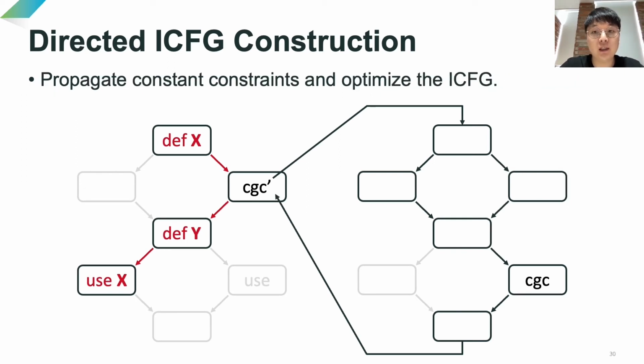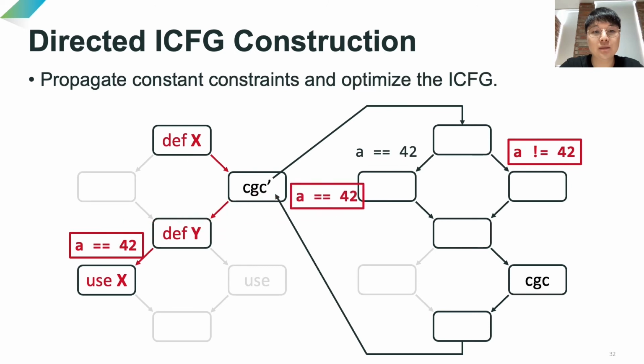After reducing the ICFG, we can discover constant constraints with a symbolic execution. For example, to reach a use X node, the value A must be 32, so we propagate the constant constraints and optimize the ICFG. In this example, the constant constraint A equals 32 propagates into CC prime functions, like this. As a result, we remove the edges with the constant constraint A not equals 32 and the corresponding node.